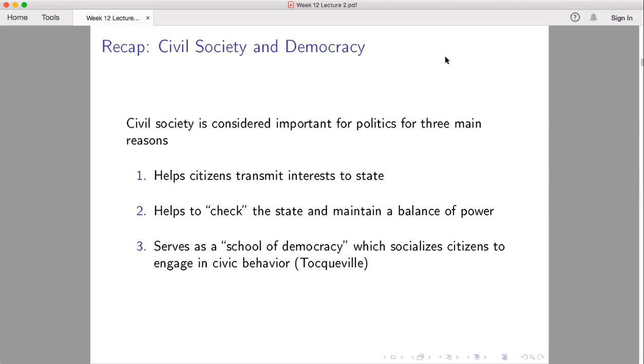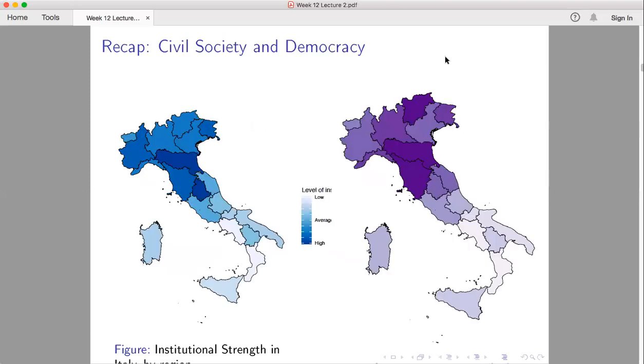And we saw this very clearly in the case of Italy, right? So we looked at the relationship between civil society and democracy in Italy. And what we saw is that institutional strength tends to be correlated with the strength of civil society. So where the civic community is high, when there are tons of organizations and people get together and social capital is high, where people trust one another, then we often see that institutions tend to perform better in the case of Italy. And that is the central argument of Bob Putnam's book, Making Democracy Work.